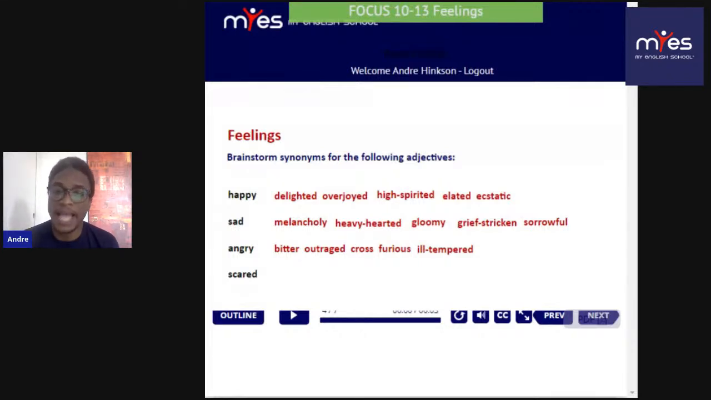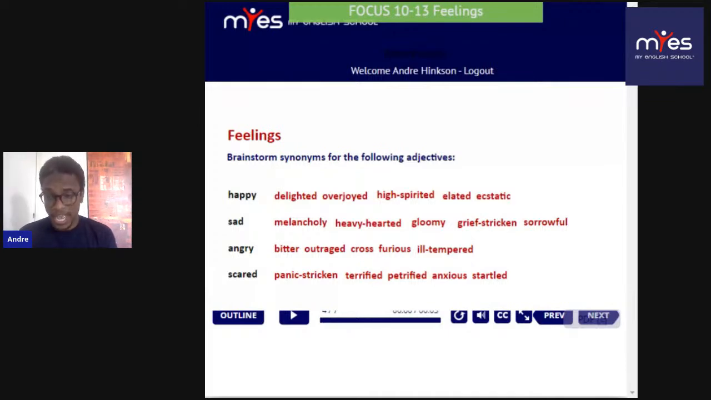Now let's look at scared. As mentioned before, frightened could be another one. Fearful. What else? It could be others as well. Let's see what they are. Panic-stricken. Interesting one. Terrified, petrified, anxious, and startled. These are some good examples of other words that can replace scared.